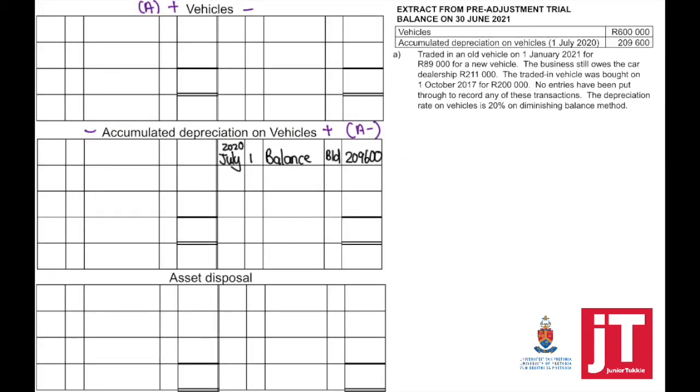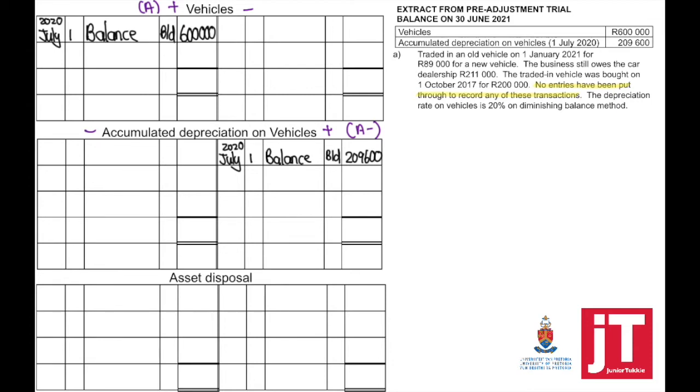Completing now the opening balances in the general ledger. I can take the opening balance of accumulated depreciation to the general ledger. They said to me the date was on the 1st of July 2020. Be very careful with vehicles. Always check the movement. There was movement. We traded in one of our vehicles. This means we need to look for, has this been recorded or not? They said to us no entries have been put through to record any of these transactions. This means that the balance from the pre-adjustment trial balance is then the balance in the beginning.